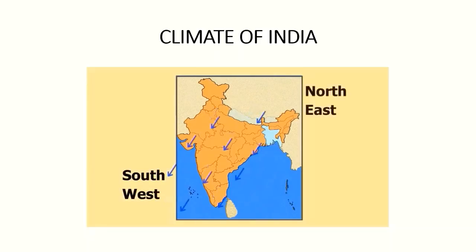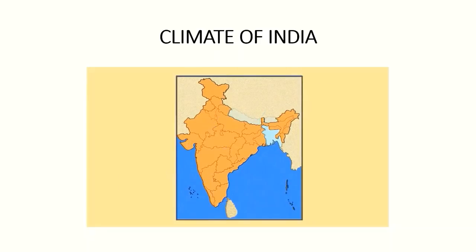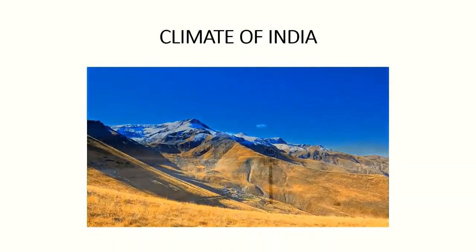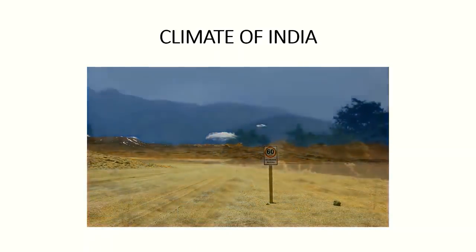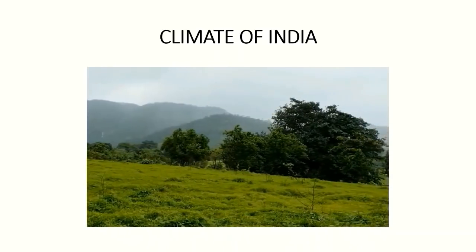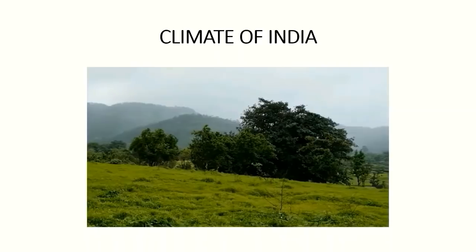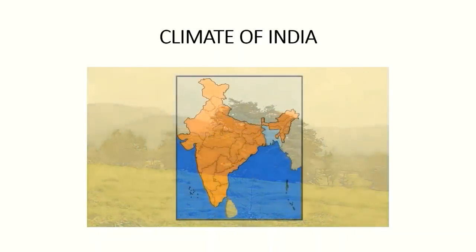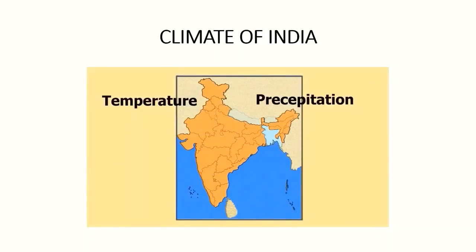If we look at the relief pattern, there are clear variations that can be seen within the climatic conditions, within the country, and within the same climatic areas. Let us take two important elements of the climate, that is temperature and precipitation, and we will see how they change from place to place and from season to season.